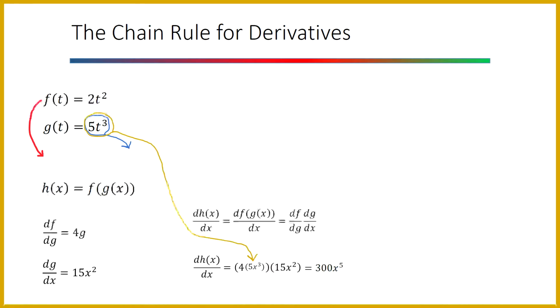Alright, once we've plugged in for g of x, we can now just compute that derivative by multiplying everything out, and we'll find that the derivative of h with respect to x is equal to 300x to the fifth.